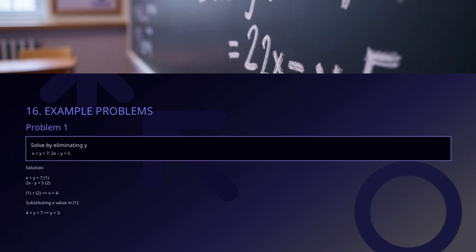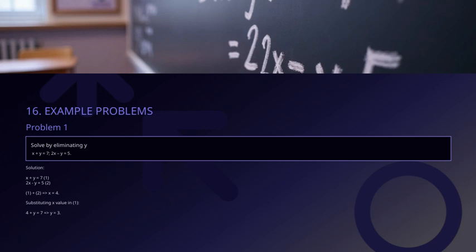Notice that if we add the two equations together, the y terms will cancel out because one is positive and the other negative. So adding the equations, x plus y plus 2x minus y equals 7 plus 5. This simplifies to x plus 2x plus y minus y equals 12, which reduces to 3x equals 12. Dividing both sides by 3, we get x equals 4.